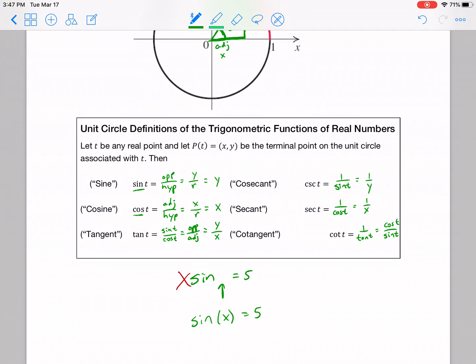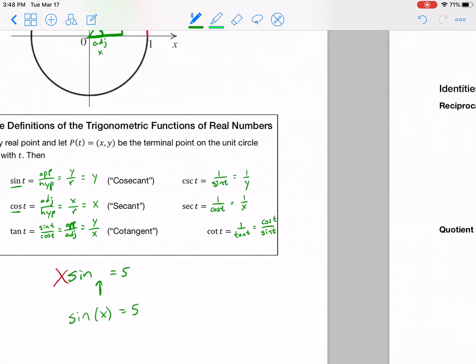All right, and you need to definitely know all these definitions here in this box. You need to know them very well. And I think a lot of people do some name like SOHCAHTOA or something like that. I don't really know it, but almost every time I say that, all the students already know it. So make sure you know these relationships here.